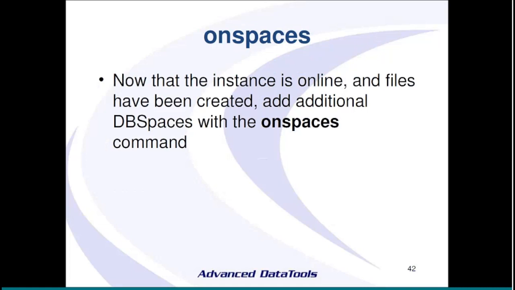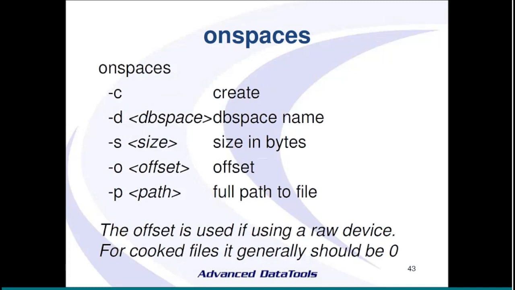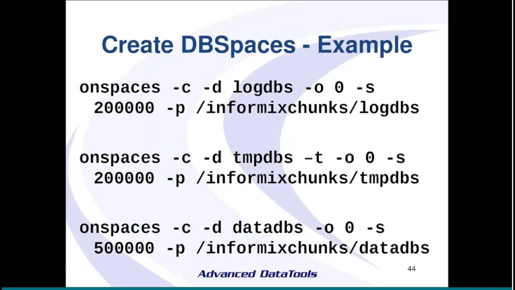So again, you want to use -c to tell it it's going to create, and then -d and your DB space name, -s and the size, that is in kilobytes. -o is the offset. Again, you really want it 0 unless you're doing raw devices, and -p is the path to the file. So in this case, we have onspaces -c, so create, -d logdbs, so it's creating the logdbs DB space, giving it the offset of 0, the size, we're going to give it 200 meg there.